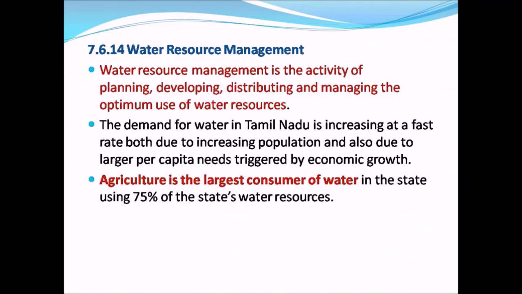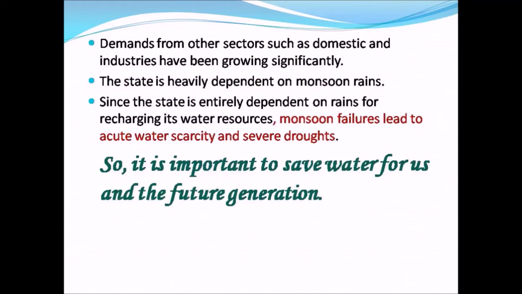Agriculture is the largest consumer of water in the state. It uses about 75% of the state's water resource. So, agriculture is the largest consumer of water and it uses about 75% of the state's water resource. Water is also commonly used in industries and for domestic purposes.